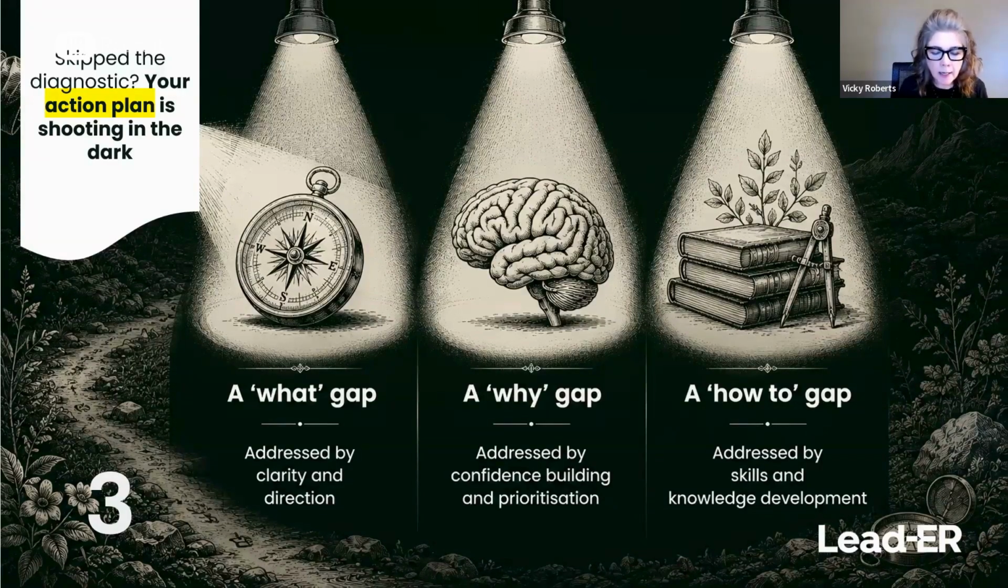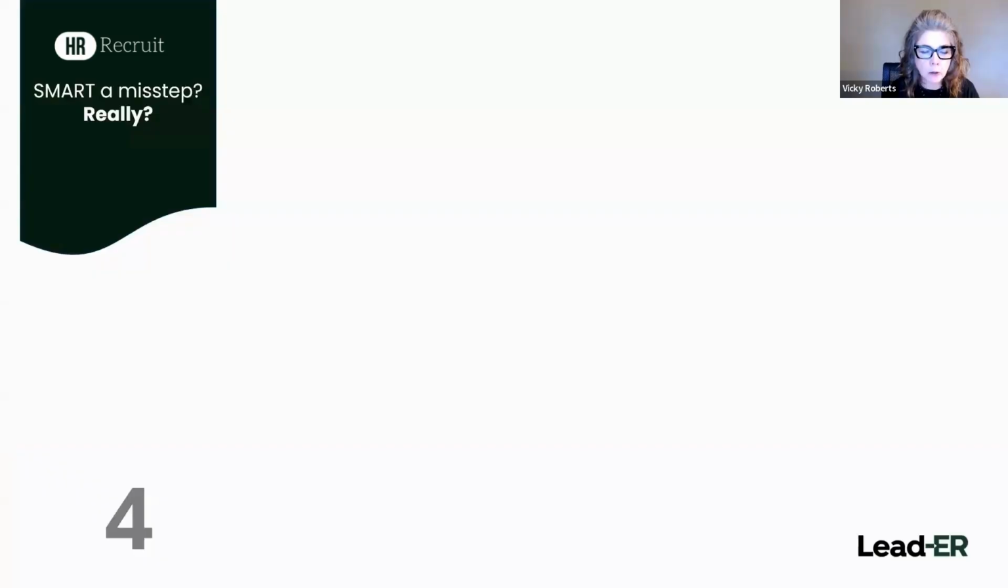Lovely. Okay, let me move us on then to once we've done a good diagnosis in terms of what's going on for someone in terms of the cause of the performance gap. How do we create a good action plan PIP using something like SMART? And the reason I say SMART is a misstep is that I think it's brilliant for critiquing an objective or a goal. I don't think it's as good for writing one.